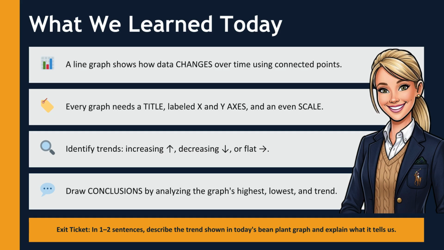Here is your exit ticket. In 1 to 2 sentences, describe the trend shown in the bean plant growth graph from today's lesson, and explain what that trend tells us about how the plant grew.